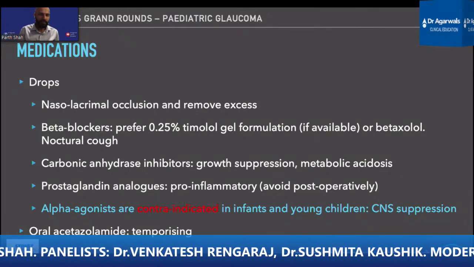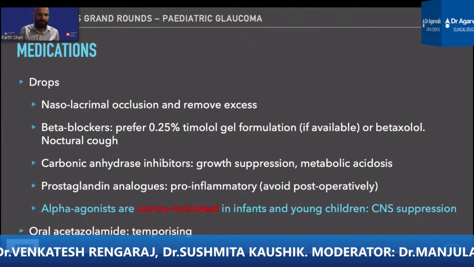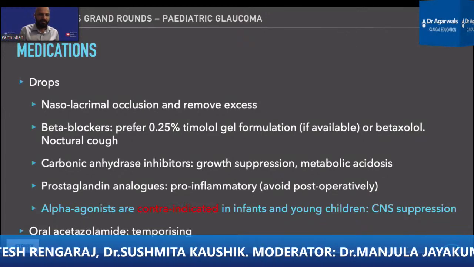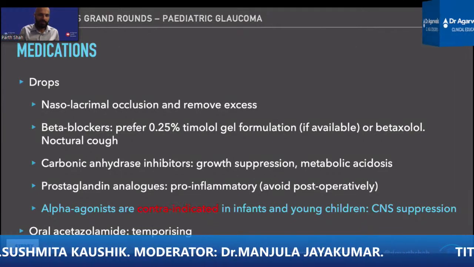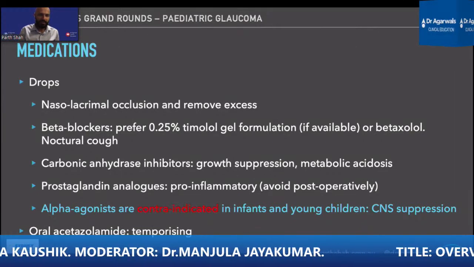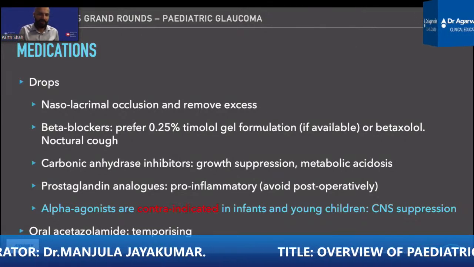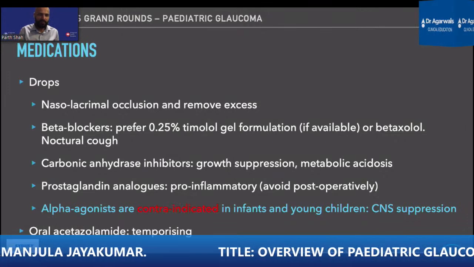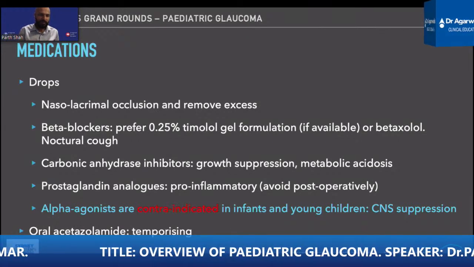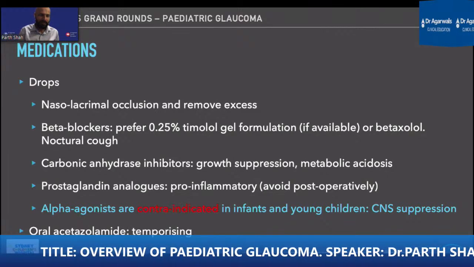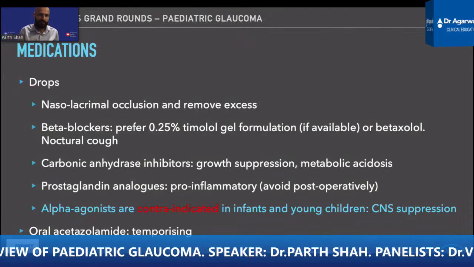In an older child, it may be associated with a nocturnal cough. Carbonic anhydrase inhibitor drops can be associated with growth suppression as well as metabolic acidosis. And prostaglandin analogs can also be used, but they do have a pro-inflammatory tendency, and I avoid them postoperatively if possible. It's always important to remember and teach our residents that alpha agonist drops are contraindicated in infants and young children as they cause central nervous system suppression.